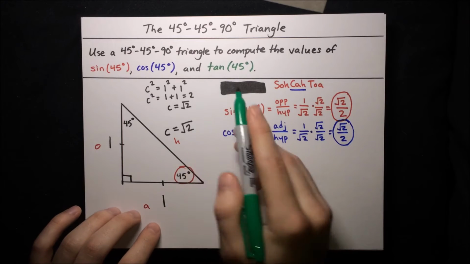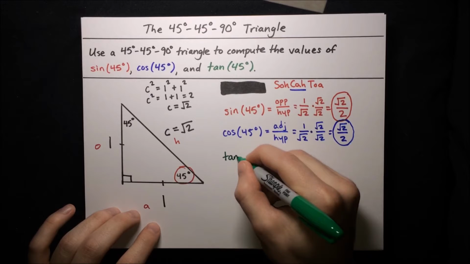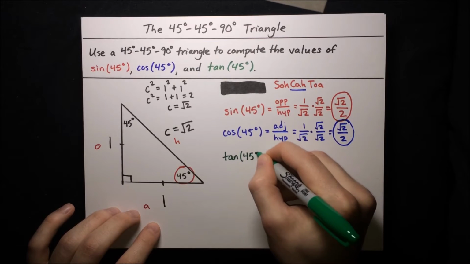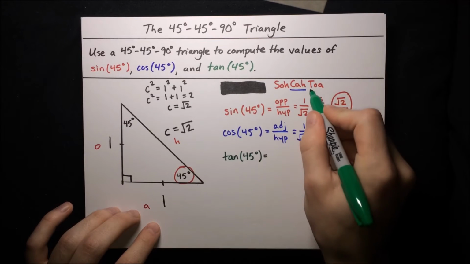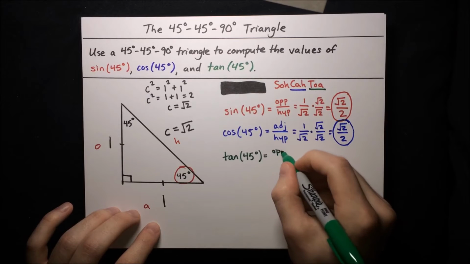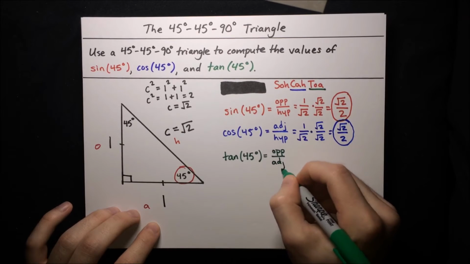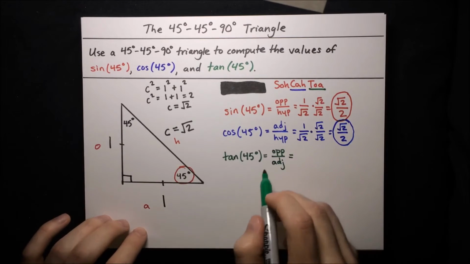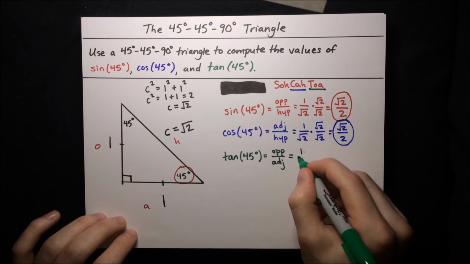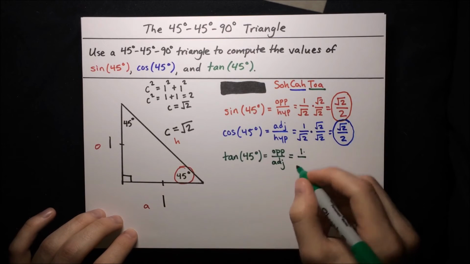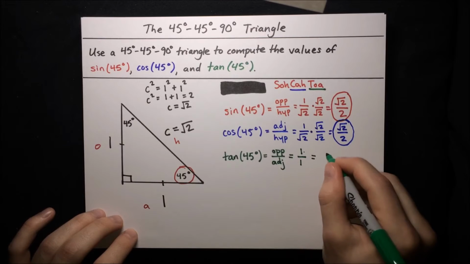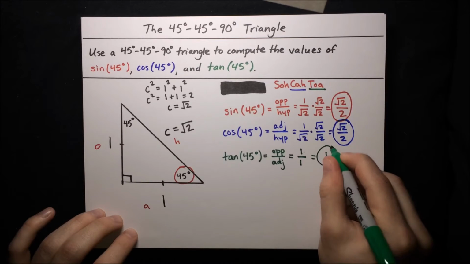Lastly, let's take tangent. So tangent of 45 degrees, according to SOHCAHTOA, that's just opposite over adjacent, and we'll look to our diagram to get that information. Opposite is 1, and then adjacent is also 1, so 1 over 1. Tangent of 45 degrees is just equal to 1.